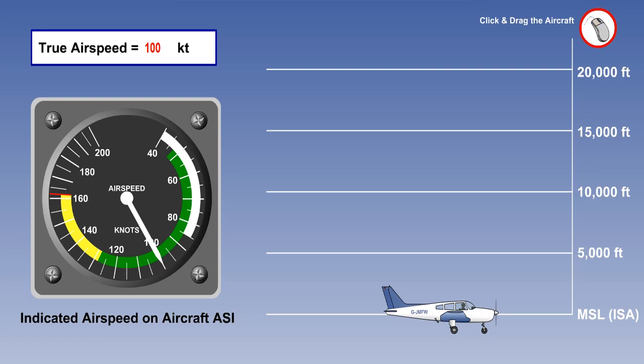Use the mouse to move the aircraft, and you will see that as the altitude of the aircraft increases, the indicated airspeed remains the same, but the true airspeed increases.